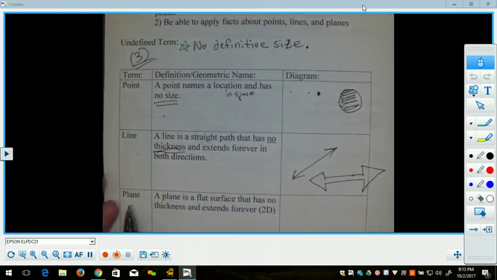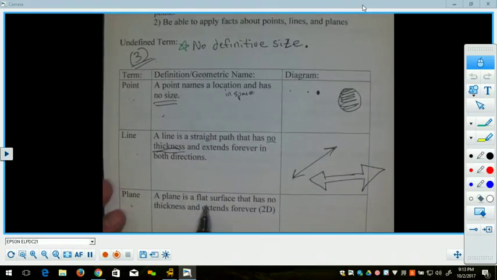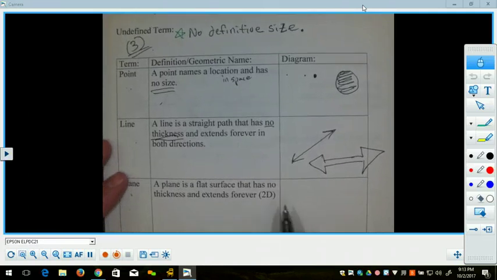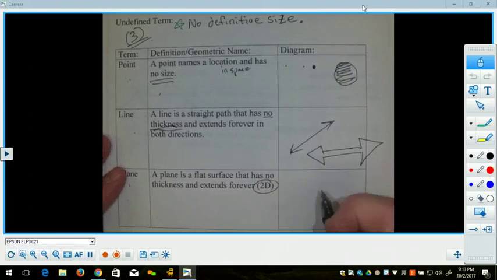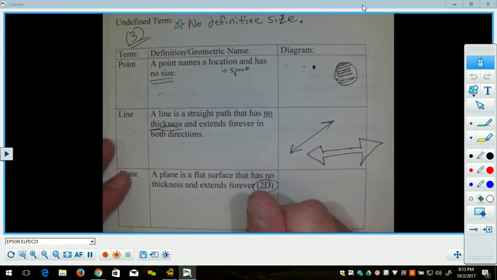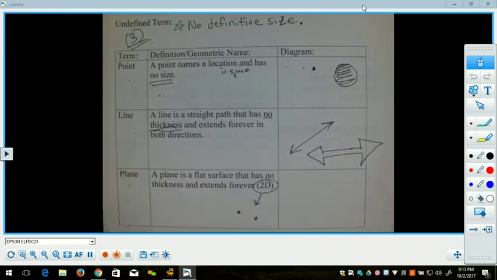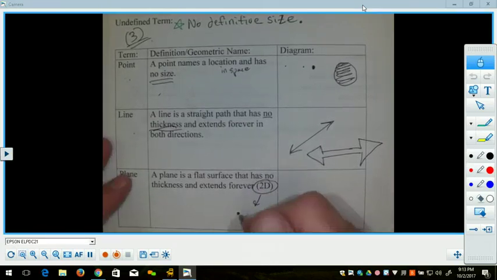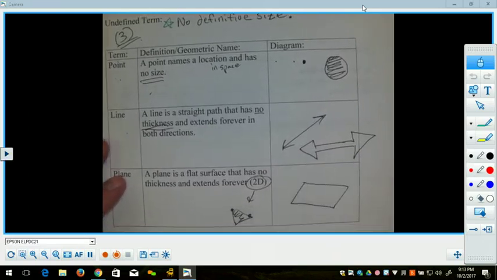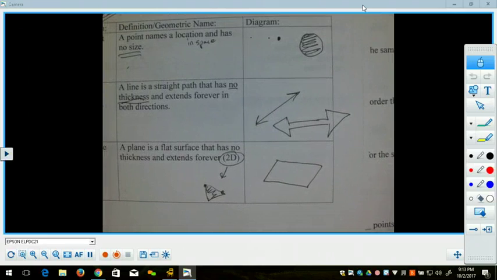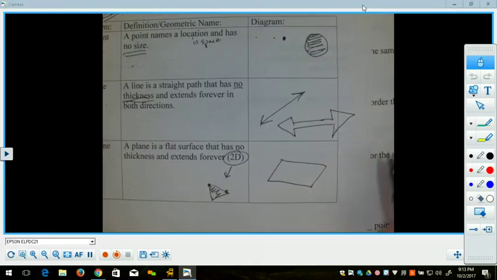The third undefined term is plane. A plane is a flat surface that has no thickness and extends forever. It is two-dimensional. We need at least 3 points to draw a plane, because to draw something that's 2D, if I just give you 2 points, that's linear. I can make a line, but I need at least 3 points to make a shaded area or a two-dimensional space. We normally use a quadrilateral, particularly rectangles or parallelograms, to represent planes.